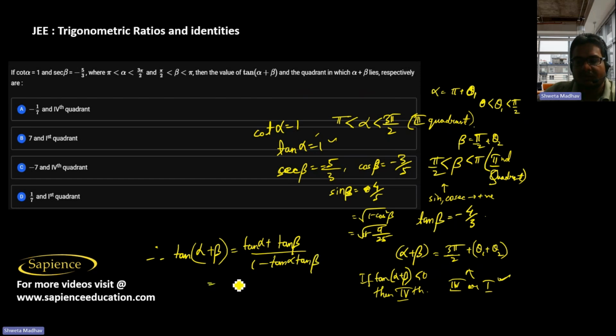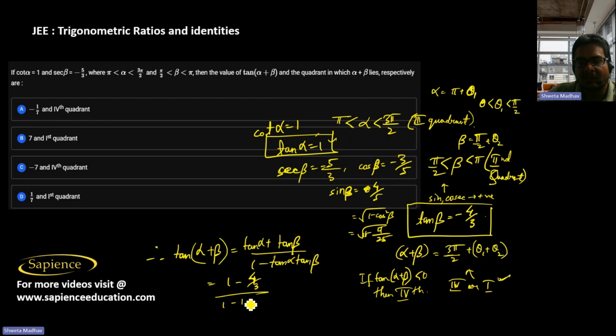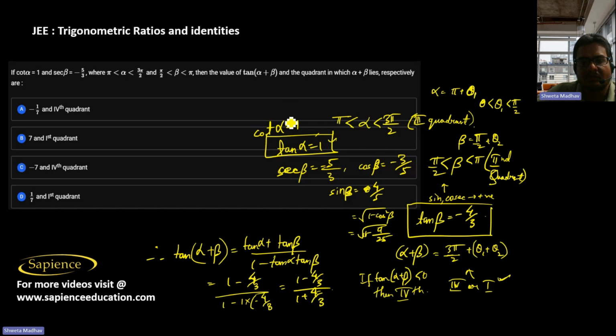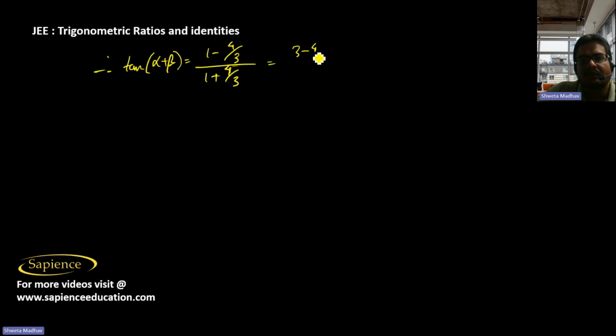So this will be equal to now tan beta we have got and tan alpha also we have got. So it is (1 minus 4 by 3) by (1 minus of 1 into minus 4 by 3). So this will be (1 minus 4 by 3) by (1 plus 4 by 3). So now therefore tan alpha plus beta is coming (1 minus 4 by 3) by (1 plus 4 by 3). So this will be (3 minus 4) by (3 plus 4). So this is equal to minus 1 by 7.